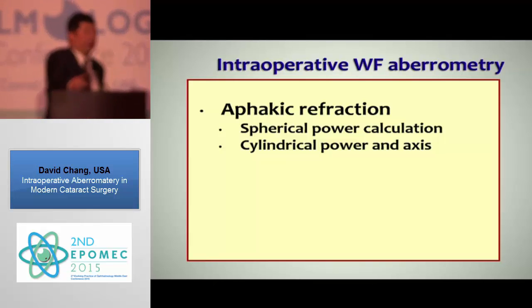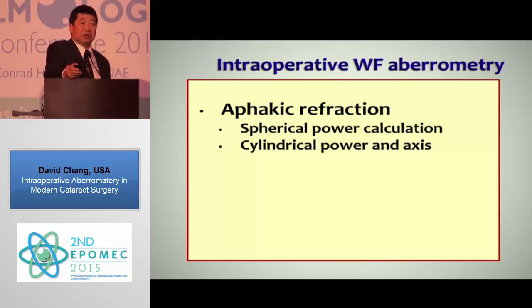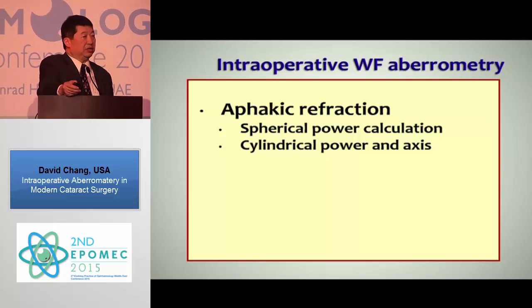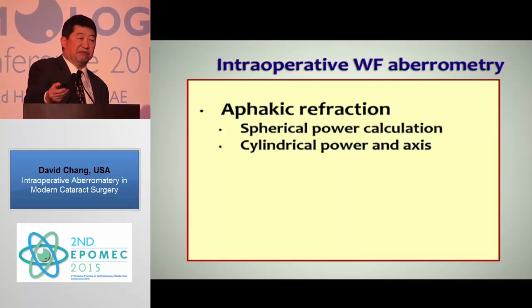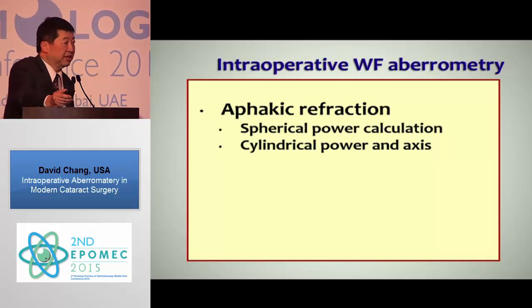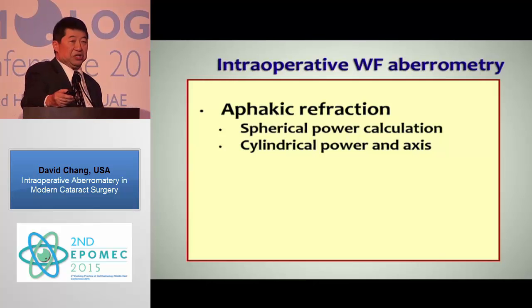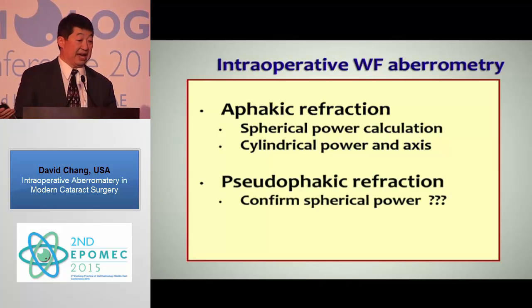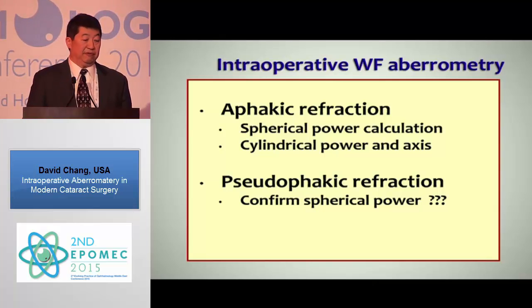So, intraoperative autorefraction. Basically, you wait until the eye is aphakic, you inflate it to about 20 millimeters of mercury, and by doing measurements, and then you've input preoperative information, the Aura system will basically give you the spherical power calculation and also the cylindrical power and the axis. And then for the pseudophakic, you put the lens in, and then you get a pseudophakic refraction.